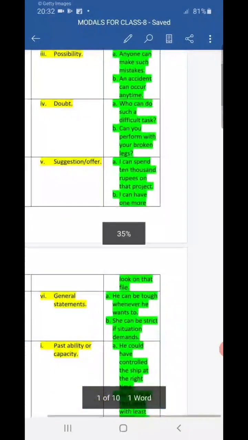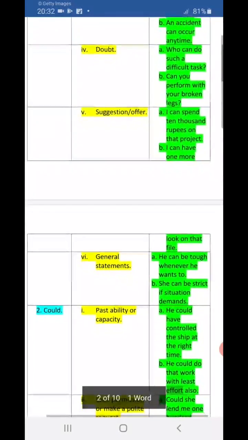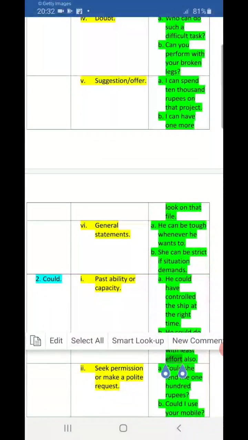Next one, general statements. He can be tough whenever he wants to. So he can be tough whenever he wants to. Without his desire, it is not possible. So whenever he desires so, he can be tough.